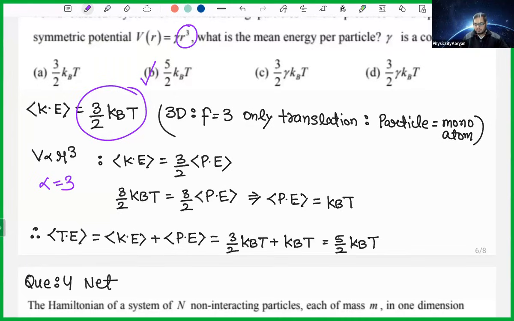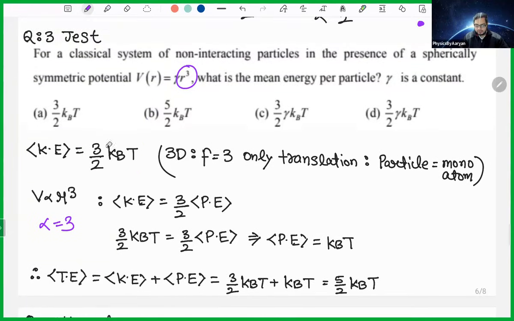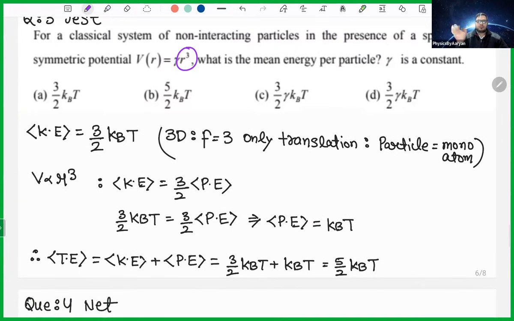Yes, Preetham, I can definitely repeat. You see, it is 3 dimensions, so the average kinetic energy is 3 by 2 kBT. Then I need to find the average potential energy, which is done using the virial theorem. So I know the relation between kinetic and potential. Kinetic is given by alpha by 2 times potential. I put the value of kinetic here, so I also get potential energy. I have kinetic, I have potential. I simply add them to get the total mean energy, which is 5 by 2 kBT.